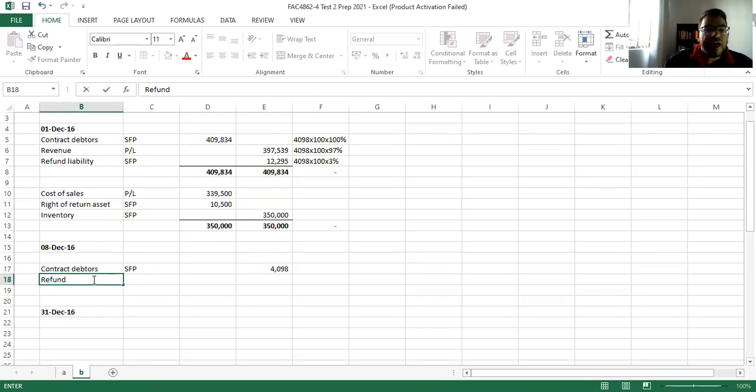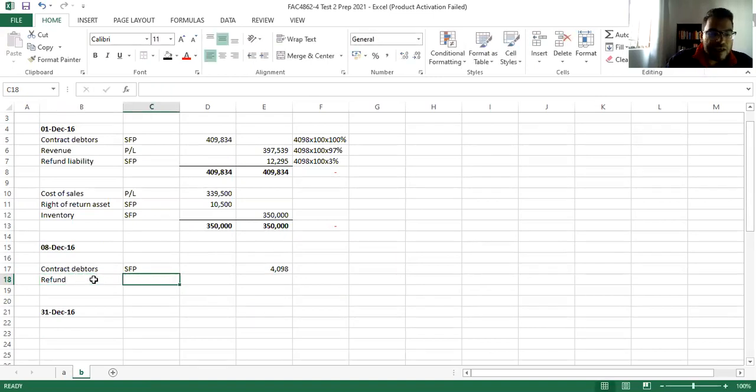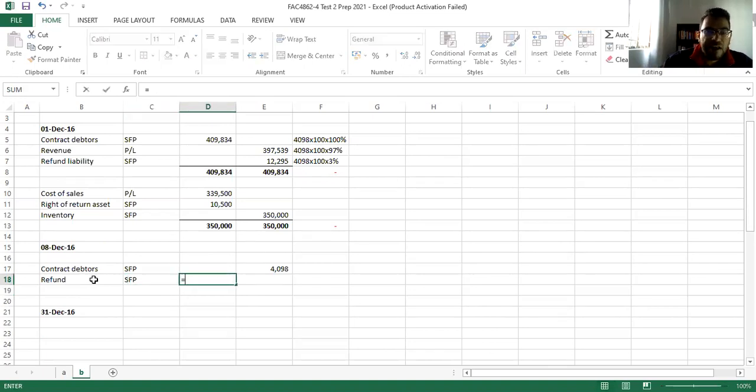So with refund liability, refund liability is a liability on the SFP. Liabilities are decreasing by 1, and liabilities decrease on the debit side. So therefore I can decrease it on the debit side. So there, that transaction balances.